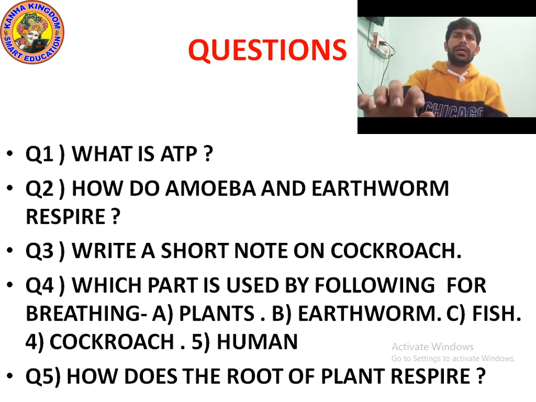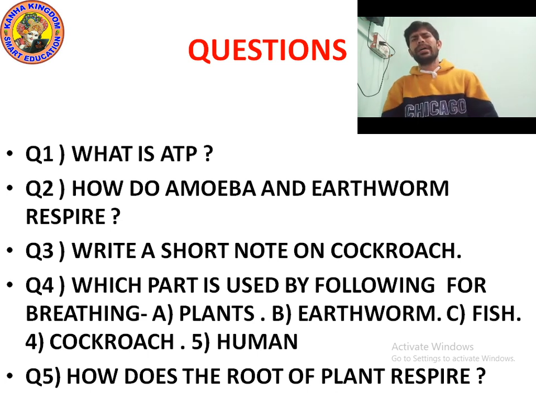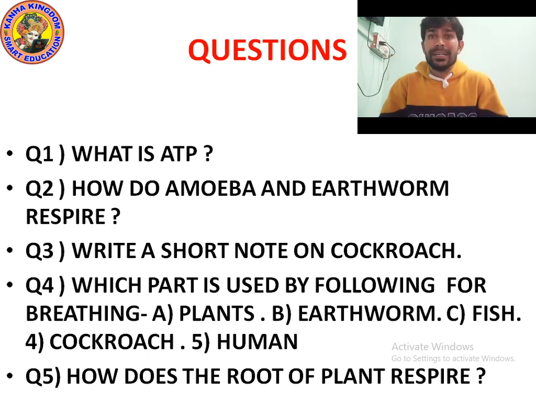Question number 2. How do amoeba and earthworm respire? Amoeba respires by the process of diffusion. Diffusion means the gas exchange occurs without any organ, without lungs. It goes directly, so amoeba respires by diffusion through its body surface.